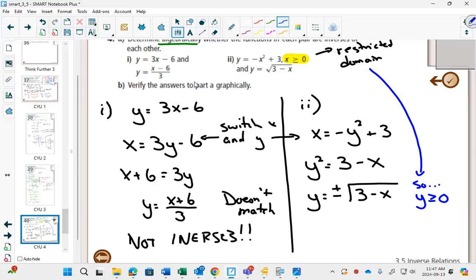Which one gives you things that are bigger than 0? Positive square roots or negative square roots? Positive square roots. Because if you had the negative square roots, all of your answers would be negative. And all of our answers have to be positive. I'm just gonna write the plus to really make it obvious that that's what I chose. Does it match? Yes. So part B are inverses.